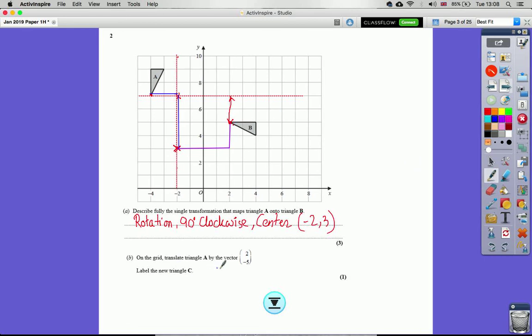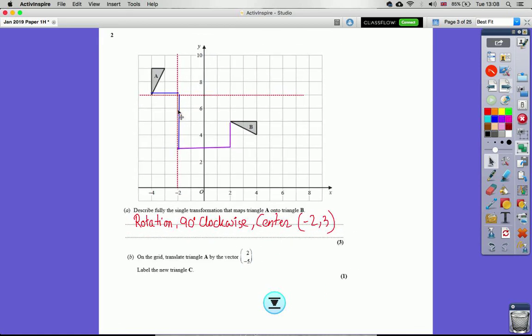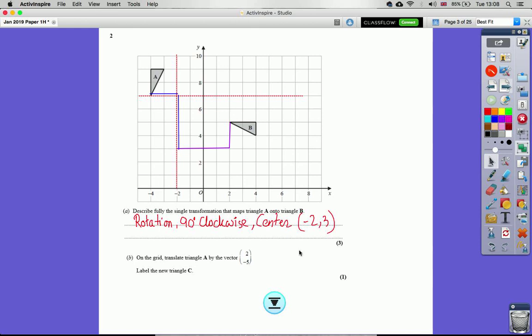Okay, on the grid, translate triangle A by the vector 2 and -5. I'm going to erase what I've written before, because I need to show on the same grid the new part of the question. So triangle A, I need to do it by vector 2 and -5. So this means 2 units to the right and -5 is 5 units down.